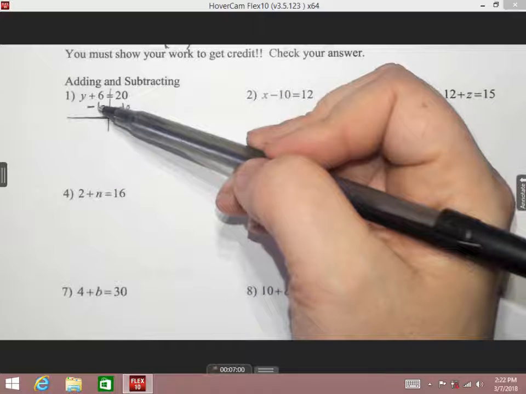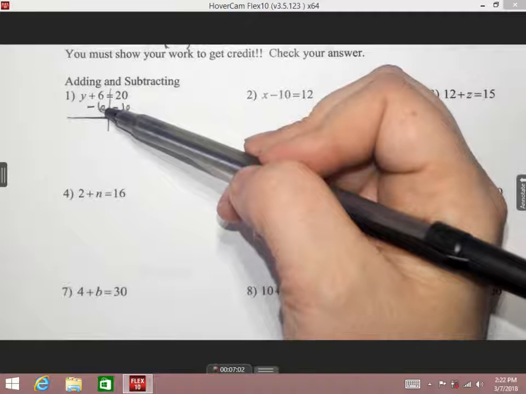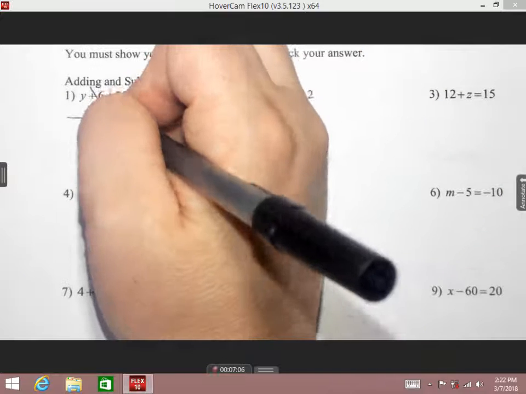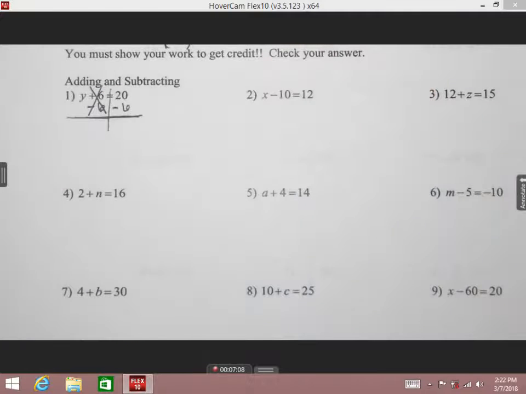Okay, so here's the cool thing. Plus 6, minus 6. They are inverse operations, correct? So they are going to cancel. They are gone. Also, think about it. What's 6 minus 6? 0. Guys, does adding a 0 or subtracting a 0 do anything for me? Nope, it doesn't.